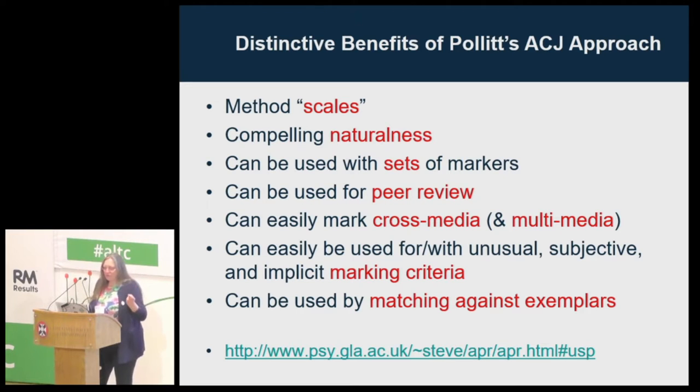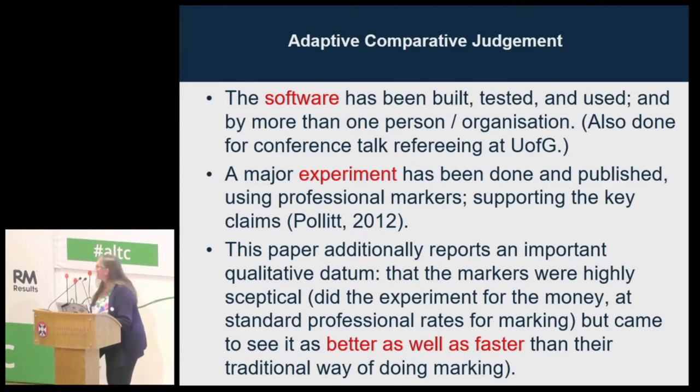It can be used to mark things that are very, very different from each other because you're just judging better, worse, rather than a set of ILOs. And you can also put in exemplars. So if you want to see where your grade boundaries are, you put in the exemplar for the A, B, C, D, E. Anything that was at the A or above would get the A, and so forth. And I think I'm handing over to you now.